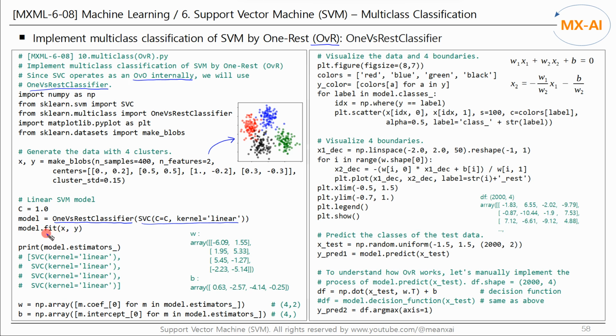Fit this model to the training data. This model has 4 base models as shown below. This is because the number of classes in the training data is 4.